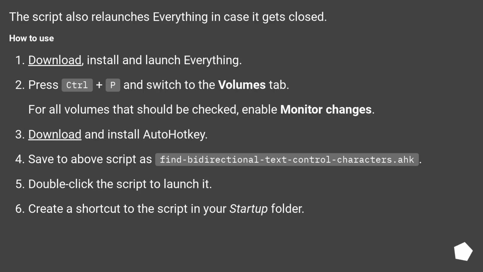How to use. Download, install and launch Everything. Press Ctrl+P and switch to the Volumes tab. For all volumes that should be checked, enable monitor changes. Download and install AutoHotkey. Save the above script as find bidirectional text control characters.ahk. Double-click the script to launch it. Create a shortcut to the script in your startup folder.